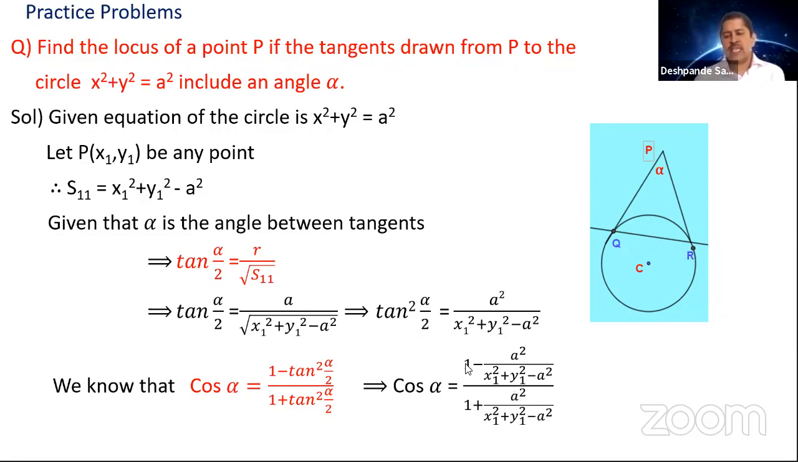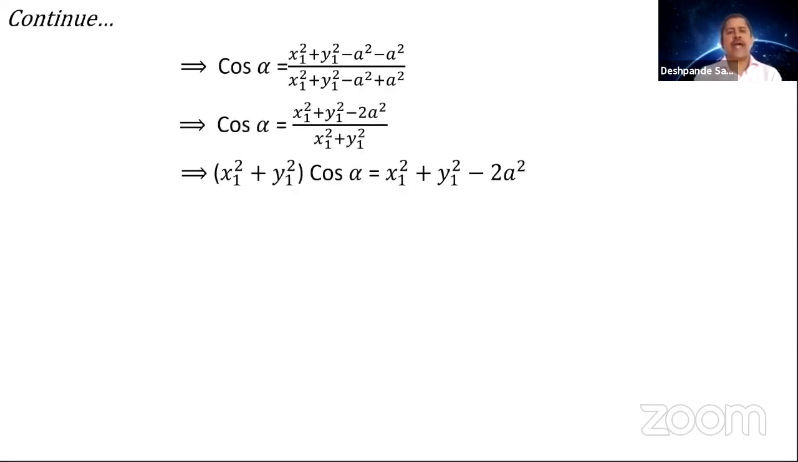So when you take the LCM and put the value here, the numerator is going to be x1 square plus y1 square minus a square, divided by x1 square plus y1 square minus a square. In the denominator, again you get x1 square plus y1 square minus a square, which you can write as x1 square plus y1 square minus a square plus a square. So you can cancel off x1 square plus y1 square minus a square from both, and that is what you have done in the next step. You get cos alpha is equal to x1 square plus y1 square minus a square minus a square.